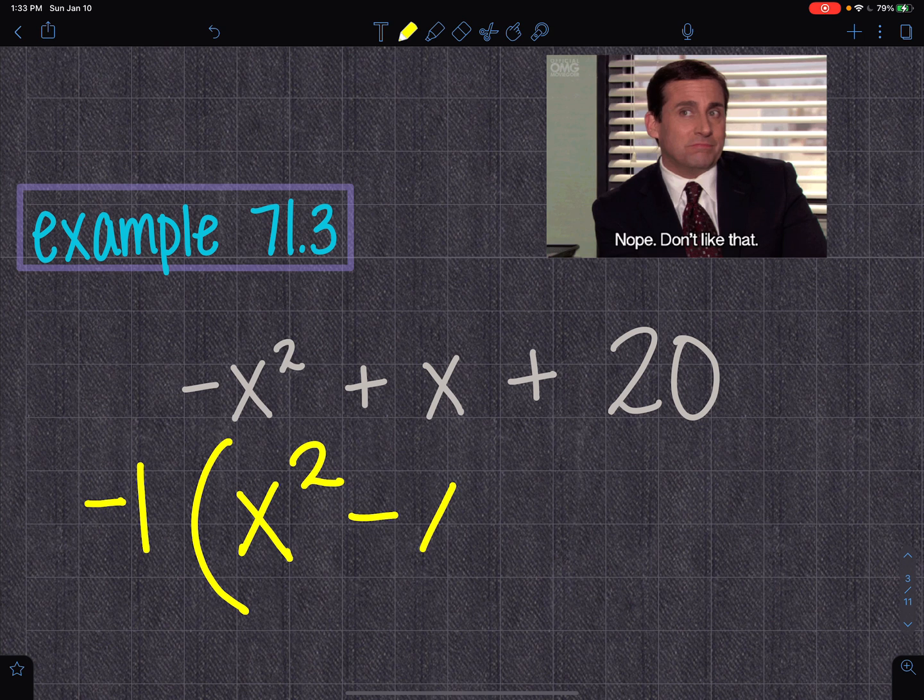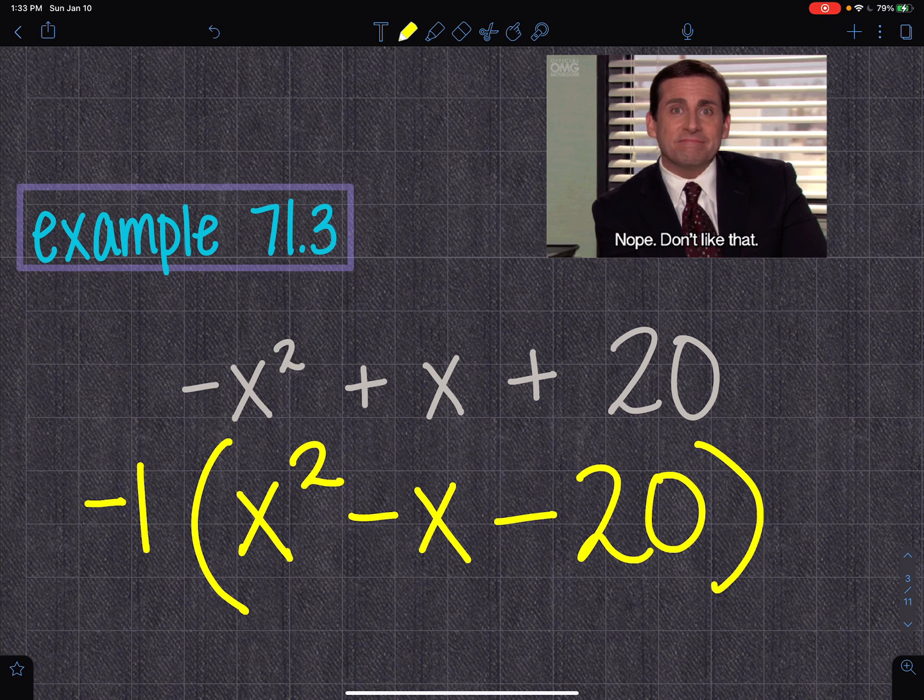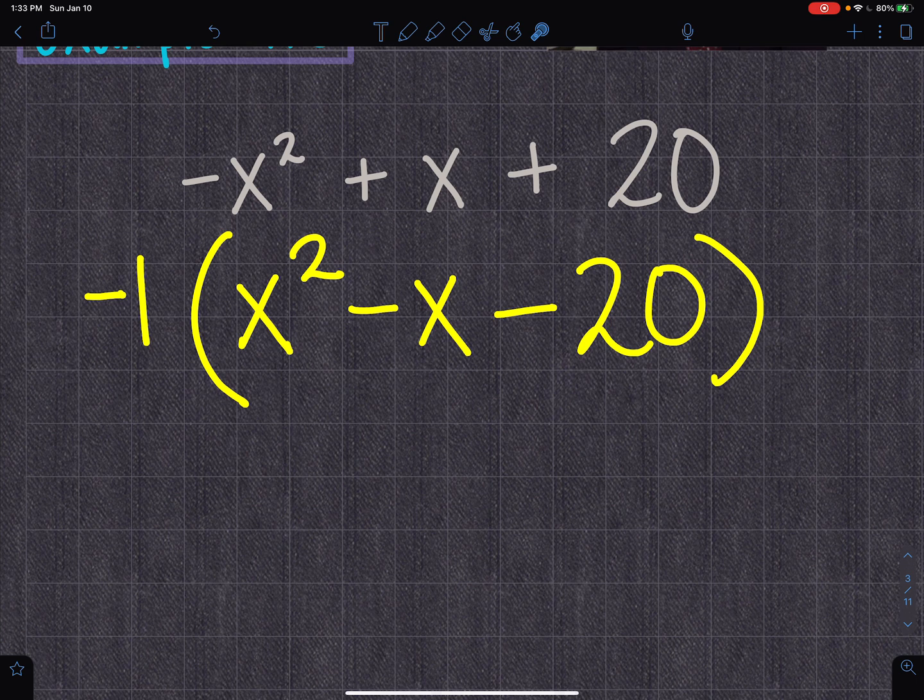And then I change the sign of everything else, because if you multiply it by the negative 1, it's going to be back to this. So that's how you factor out a negative 1. So there you go. And now I can look at this part of the equation and just factor that.